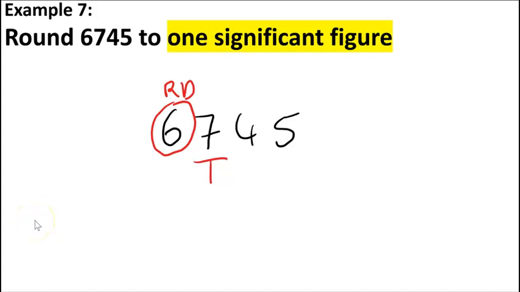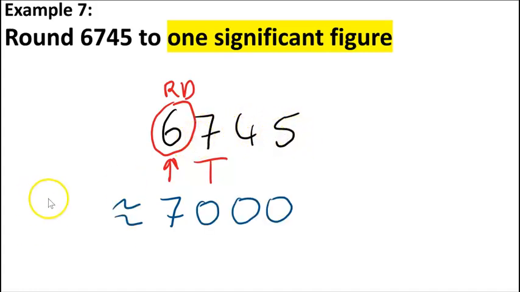So 5 or more, let it soar. 4 or less, let it rest. So we're going to go with 5 or more. 7 is definitely more than 5. So the 6 is going to round up to 7. So we're not finished because it doesn't make sense mathematically to say 6,745 is approximately equal to 7. That doesn't make sense mathematically. So we have to replace each of these digits with zeros. So we have approximately 7,000. And this makes sense mathematically. 6,745 is quite close to 7,000. And our answer has only one significant figure, so one non-zero digit.